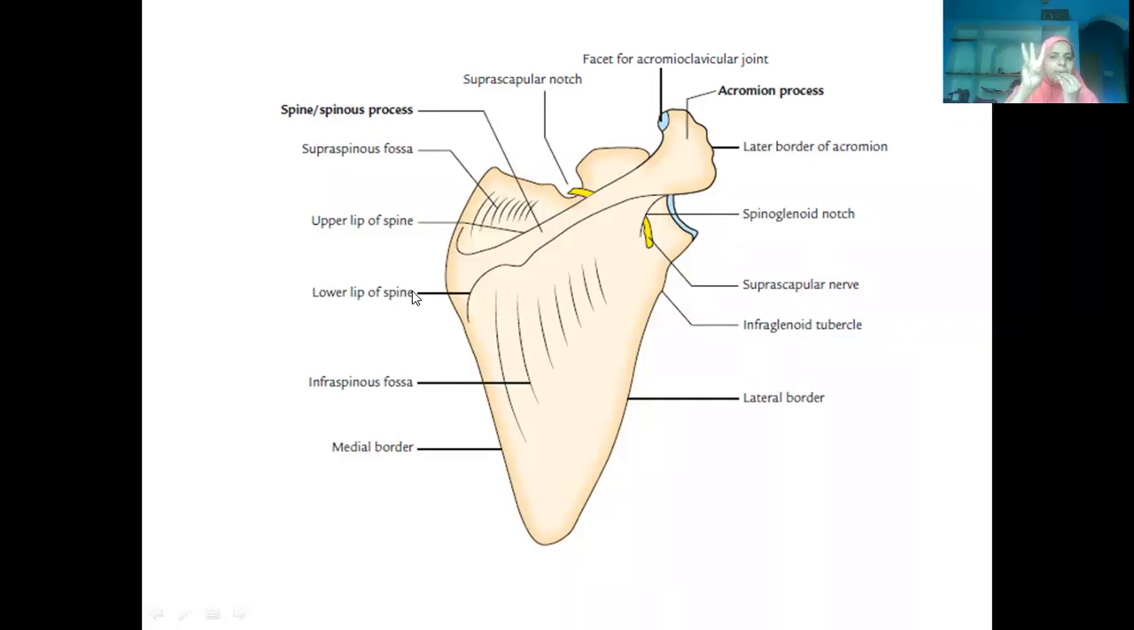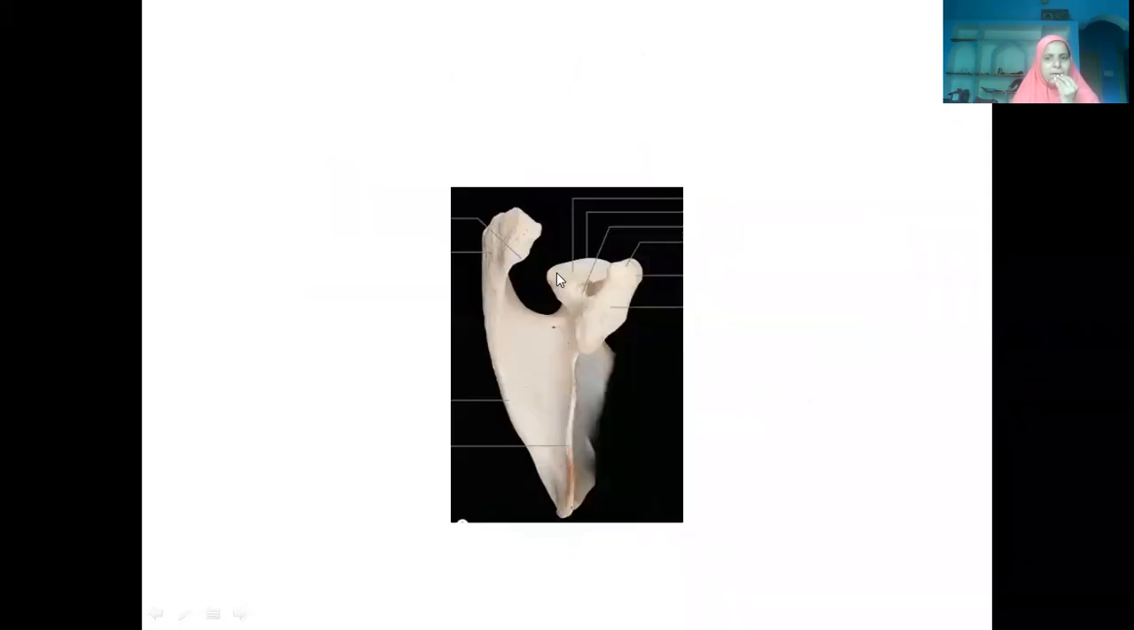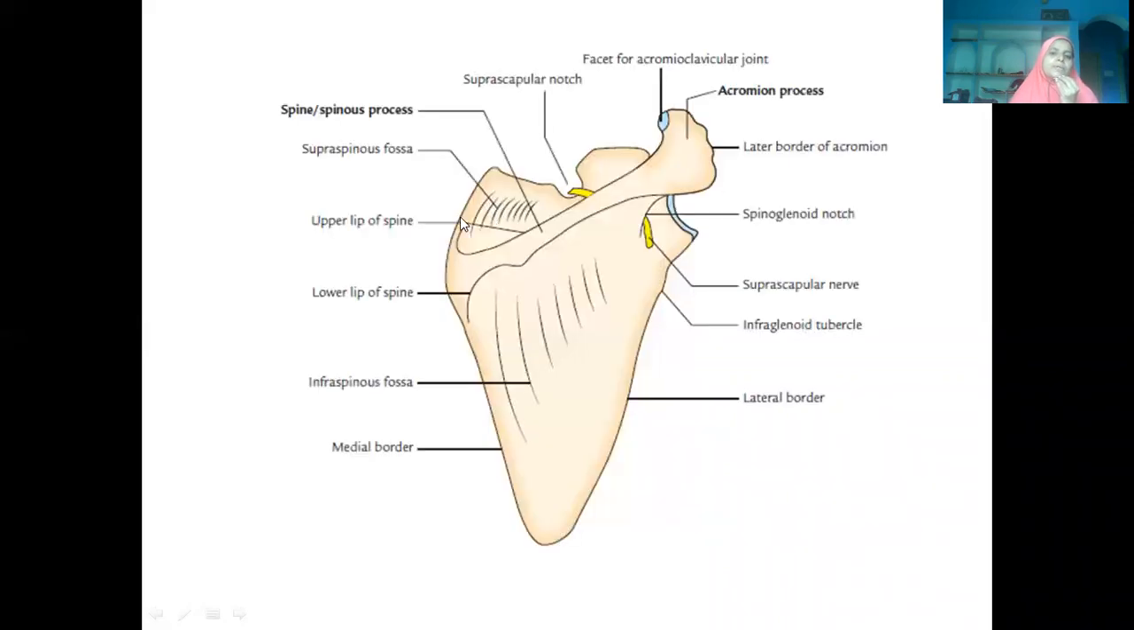Then it has 3 processes. What are the 3 processes it has? One is this shelf-like projection, which is the spinous process. Apart from that, it has 2 more processes. What are those? It has the beak-like coracoid process, and then it has the acromion process. So the 3 processes are the spine or spinous process, coracoid process and acromion process.